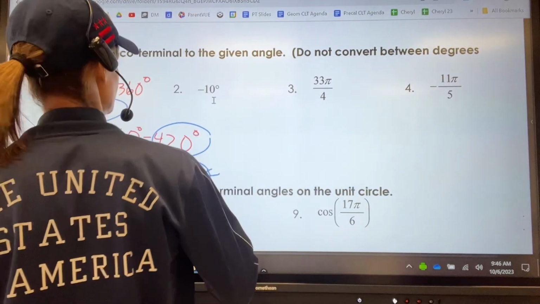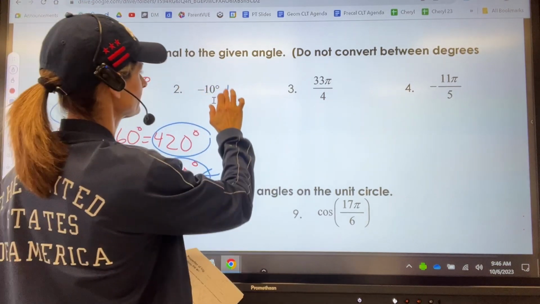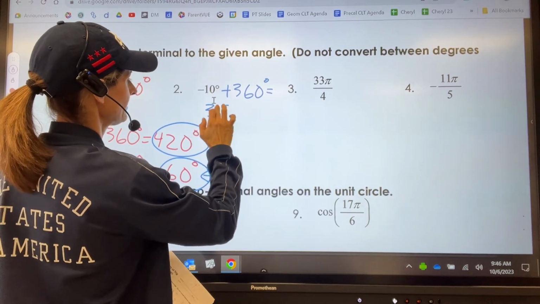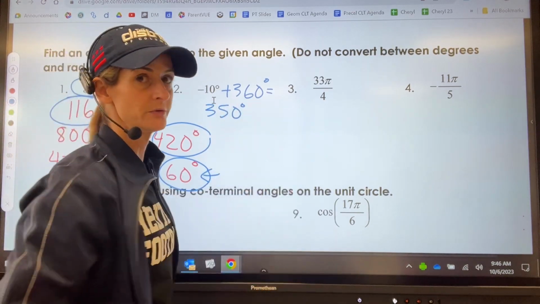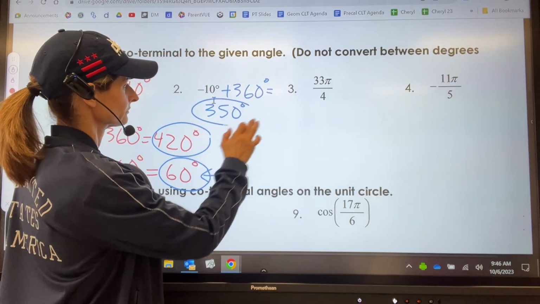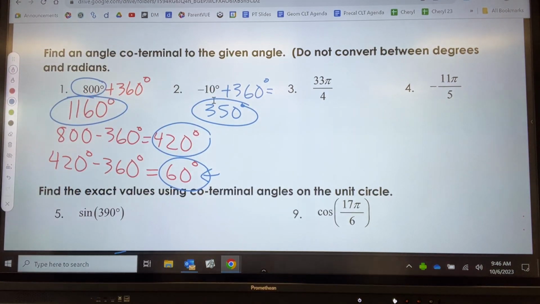So, -10, I'm just going to add 360, and I get 350. And if the interval was between 0 and 360, that would be in your interval. Okay, so those aren't too bad.